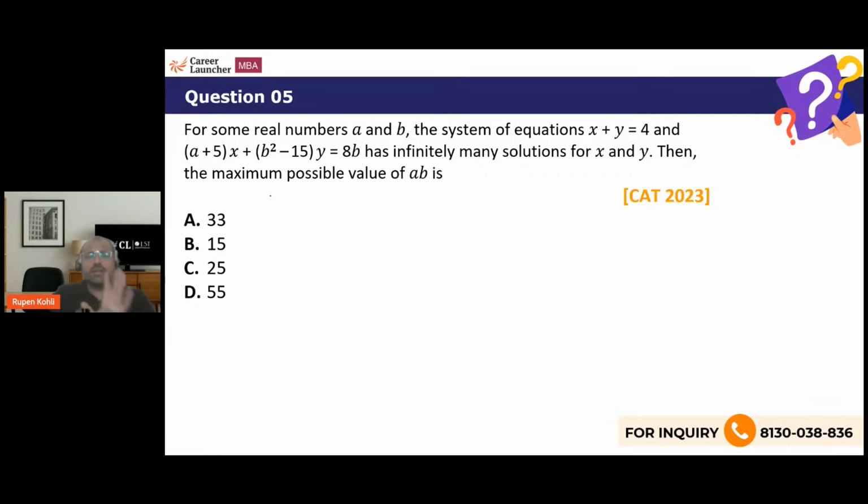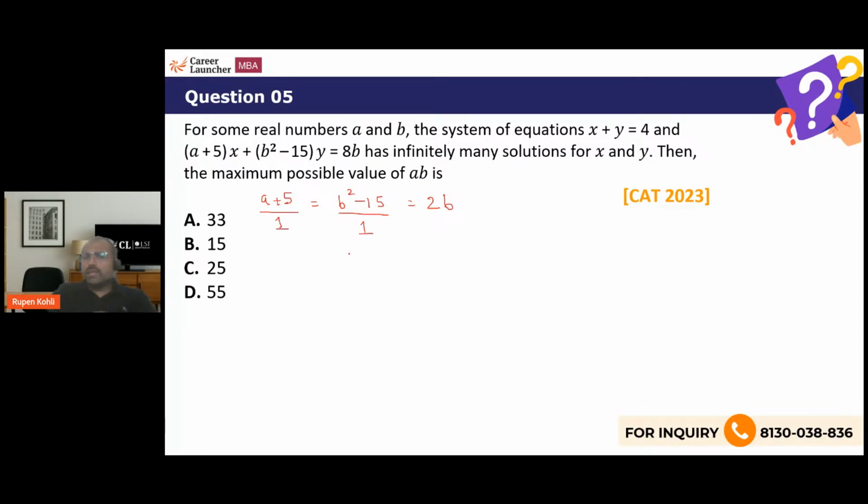All right, so let's just write what we have. This equation, second equation, and first equation, I'm writing the ratio of coefficients. So a plus 5 is the coefficient of x, over there it is 1, so a plus 5 over 1 equals b squared minus 15, again over 1, and equals 8b over 4. I'm writing directly 2b. Now since this is 1 and 1, practically it is simply b squared minus 15 equals 2b. We have a quadratic equation in b.